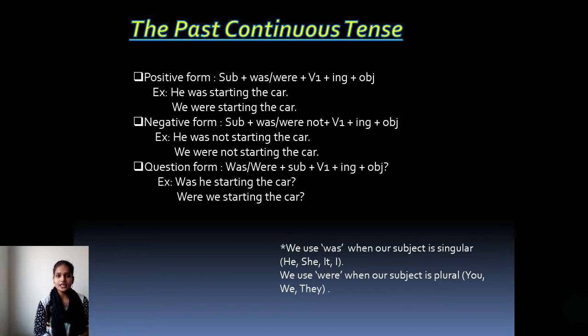Were we starting the car? We use were here at the starting, auxiliary at the starting, because we are forming a question, and also we is plural, that's why we use were. Were we, then we is the subject, starting, verb first form plus ing, and the car is the object, and a question mark. Question mark is really important in a question.